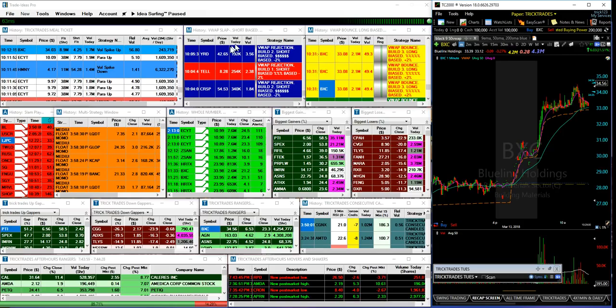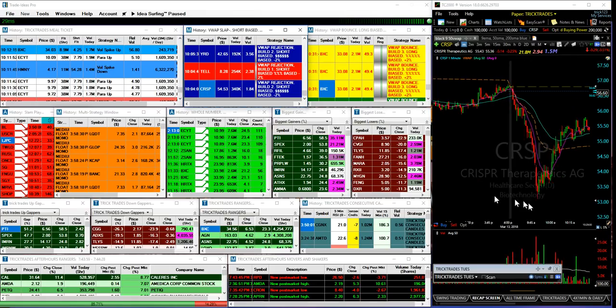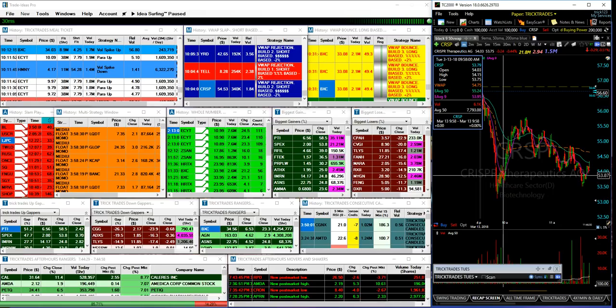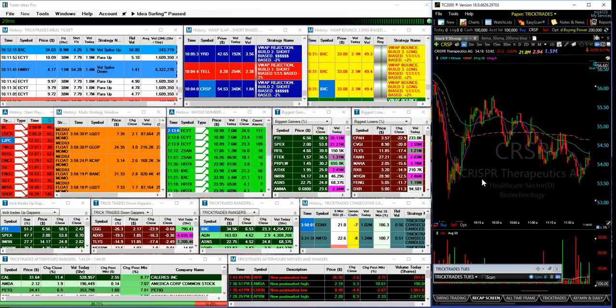Now let's get into the VWAP Slap. This is the most highly coveted scanner on the market. I'm telling you, this will make you nothing but money, guys. So first up on the list, CRSP. Really, really nice scan. This popped off at 10 a.m. So you see now how to use scanners properly.